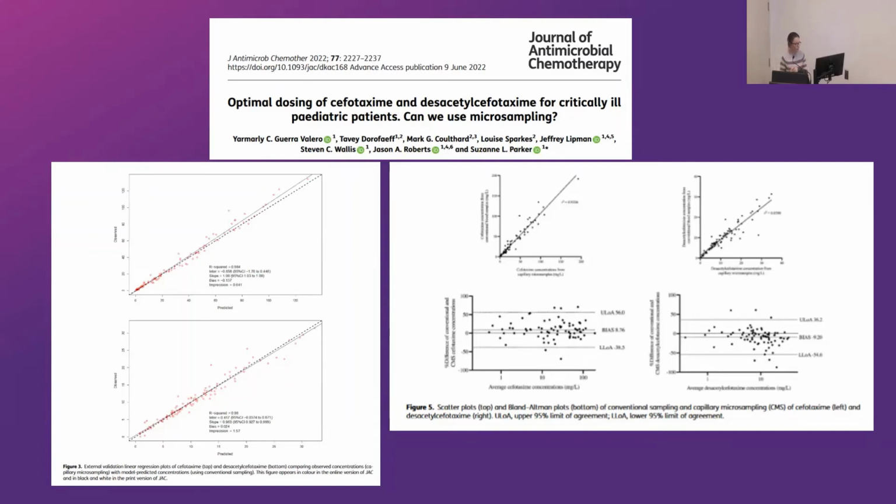And you can see there we've got really nice bias between the 2 results. But when we also included in that our Bland-Altman and scatter plots of the raw data rather than the model predicted concentrations, you can see there we have a bias for cefotaxime of 8.8% and desacetyl cefotaxime was -9.2%.